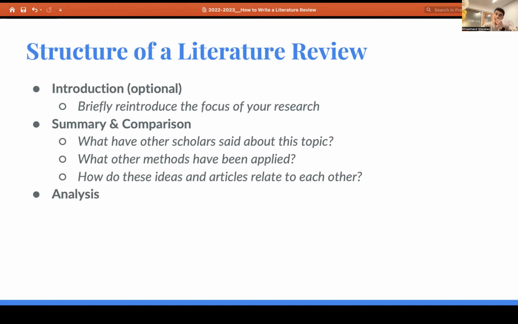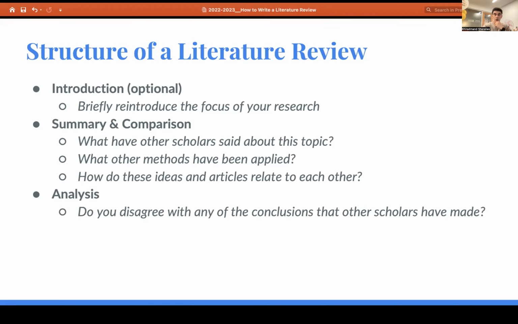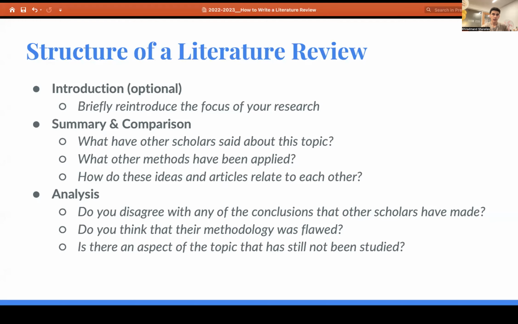And then you have the analysis part, which requires you to answer the following questions. Do you disagree with any of the conclusions that other scholars have made? Do you think that their methodology was flawed, right, was weak? Is there an aspect of the topic that has still not been studied well? So a gap, right? So in this part, you critically engage with the sources.